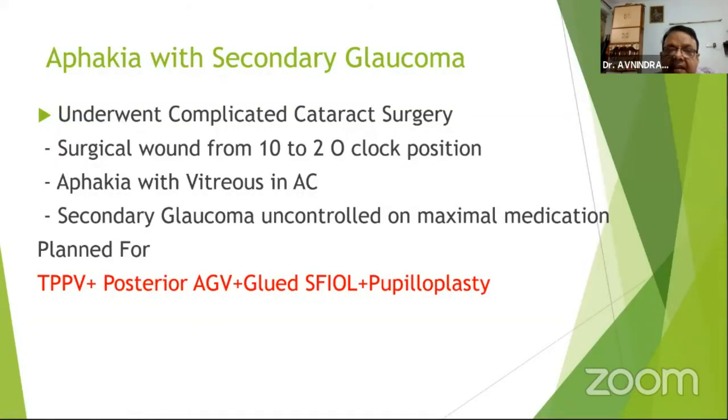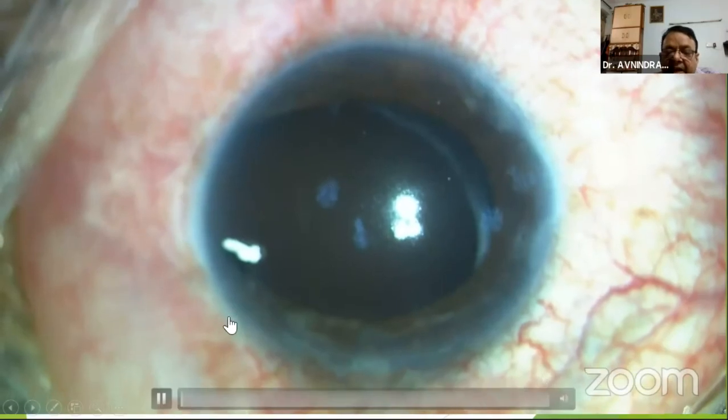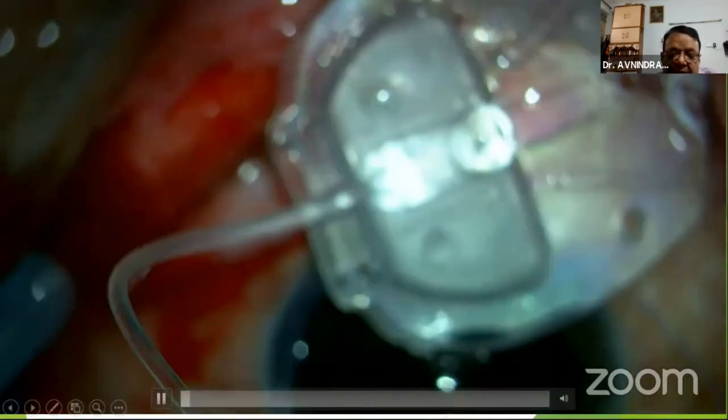And this is another interesting patient, aphakia with secondary glaucoma, who underwent complicated cataract surgery. The surgical wound was from 10 to 2 o'clock position, aphakia with vitreous in AC, secondary glaucoma uncontrolled on maximal medication, planned for vitrectomy with posterior AGV. And you can see there is a wound here. There is an important thing you have to understand.